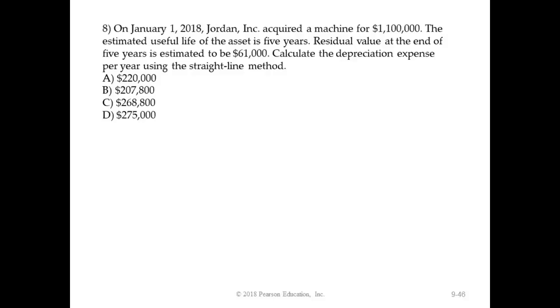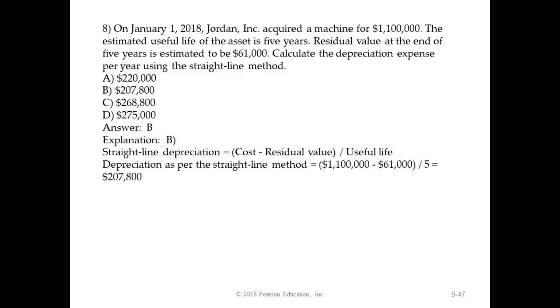Well, let's figure out depreciable cost. Now, my depreciable cost on this is going to be cost minus residual value. So in this case, it's going to be $1.1 million minus $61,000. And then I'm going to divide that by its useful life. So again, my useful life is going to be 5 years. So 1,100,000 minus 61,000 divided by 5, that's going to come out with depreciation expense via straight line of $207,800. Again, this one's going to be B.